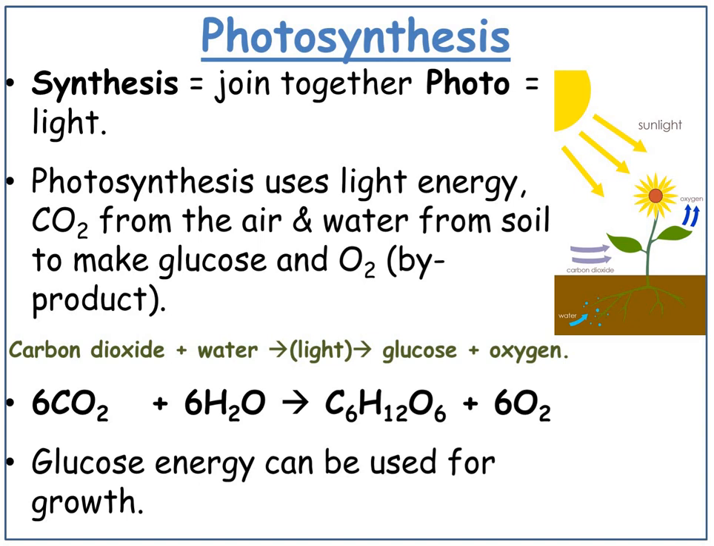And to put this into a balanced symbol equation, it is 6 CO2 plus 6 H2O goes to C6H12O6 plus 6 O2. And C6H12O6 is the formula for glucose. And the glucose energy can be used for growth.